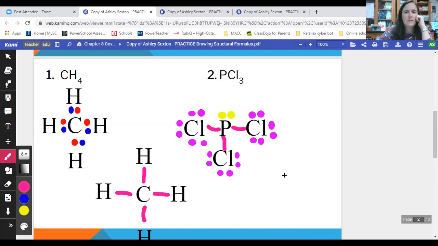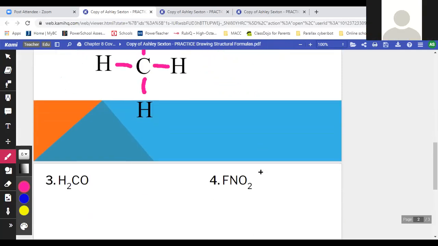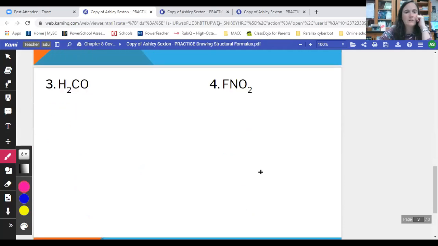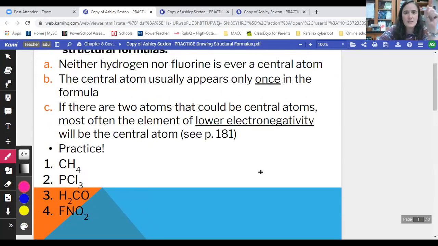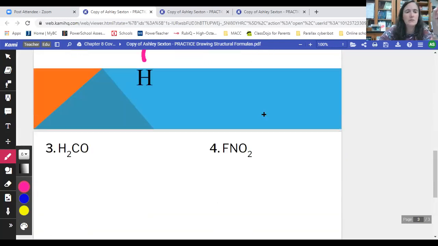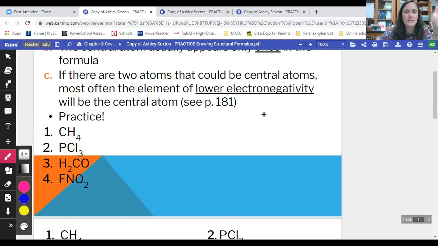I'm good. All right. Now we're going to get a little trickier. All right, so Ben, let's do 3. Tell me which one's going to be the central atom. Which one do you think is going to be the central atom? Is it carbon? Okay, so let's look. We know it can't be hydrogen. A said it can't be hydrogen or fluorine. B says central atom appears only once, while both carbon and oxygen appear once. Darn, which one is literally the central?